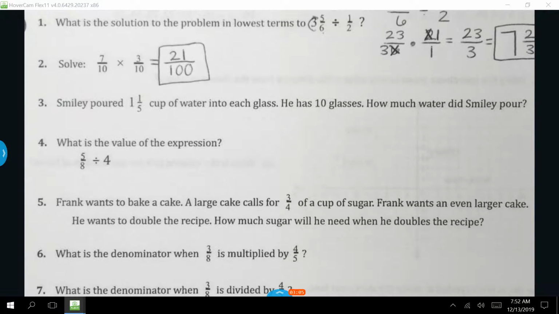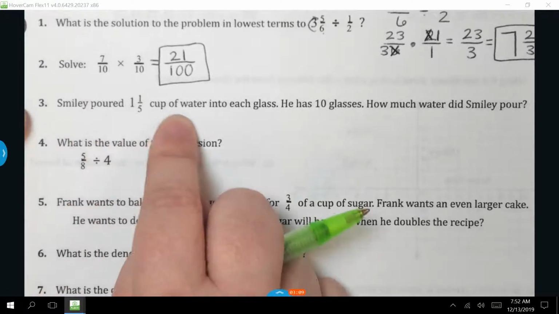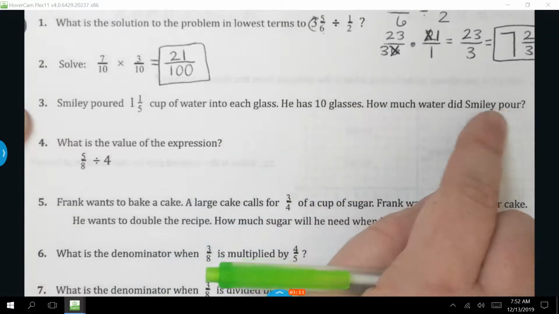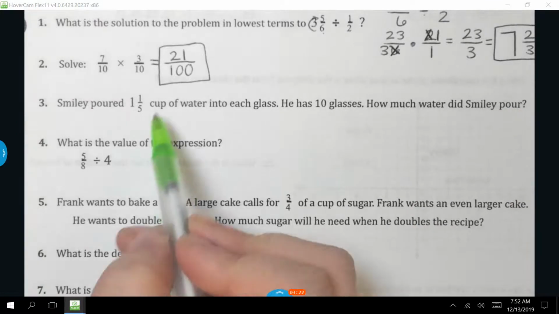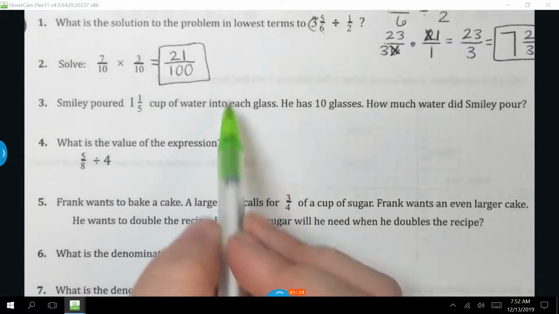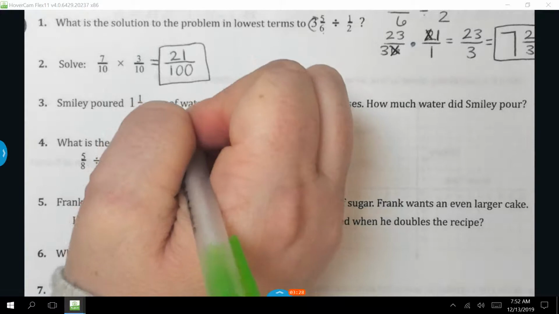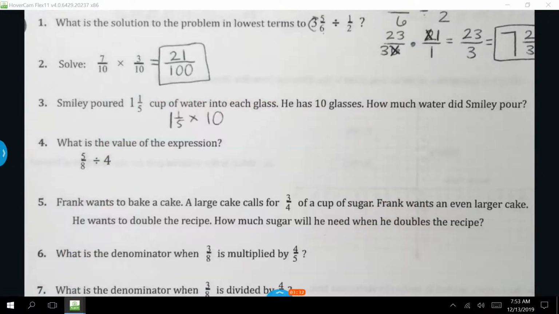All right. For number 3, Smiley poured 1 1/5 cup of water into each glass. He has 10 glasses. How much water did Smiley pour? What am I doing here? What operation am I doing, Leah? We're multiplying because we're pouring this water. We're doing it over and over and over again. So I'm taking that 1 1/5 and I'm multiplying it by 10.